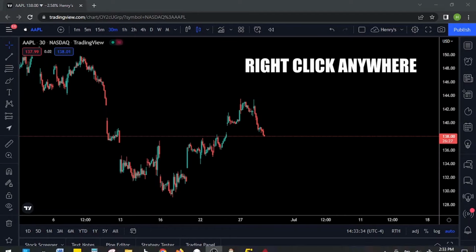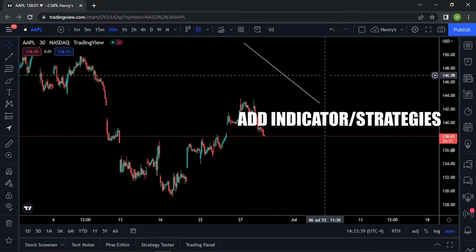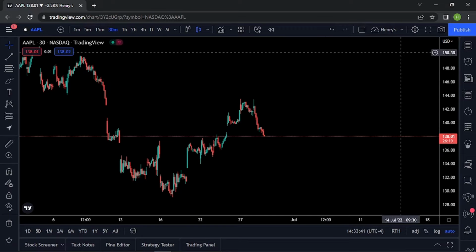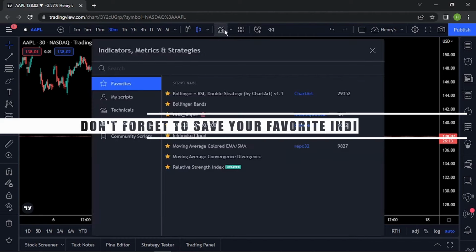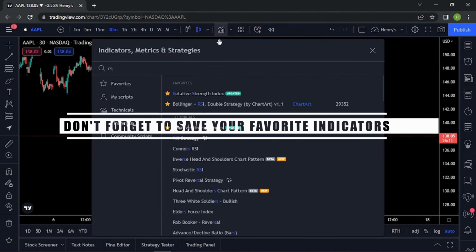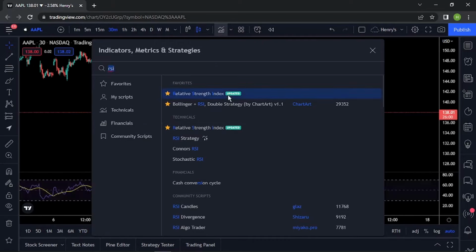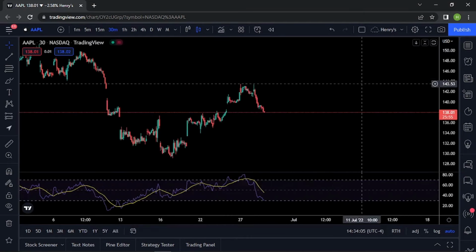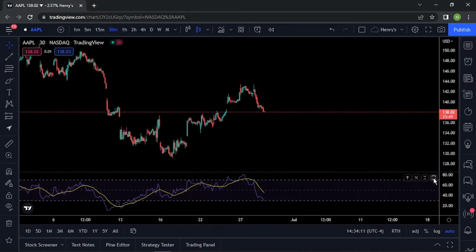Right-click, click on Add Indicator/Strategies, or click on the Indicator/Metrics/Strategies tab, search for RSI, Relative Strength Index. You can see on chart that RSI indicates where an asset is overbought, 70 line on RSI, or oversold, 30 line on RSI.